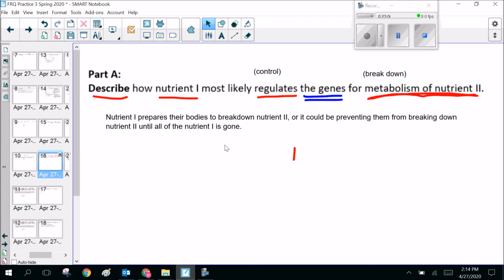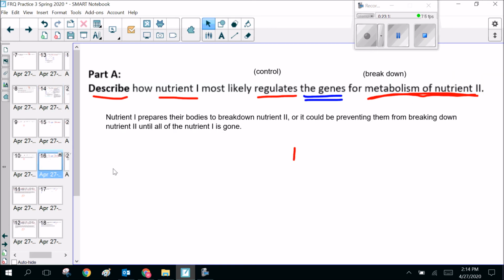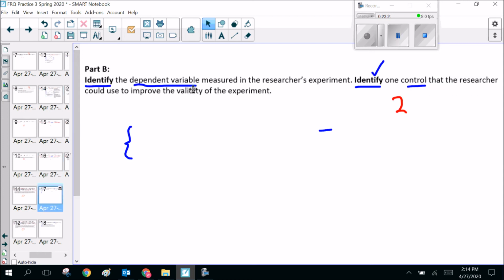This is a pretty safe answer, and I didn't even have to mention much about gene regulation. I could just use the graph to say, if I assumed one was under control of the other, that's the pattern I'm seeing. It didn't take any concept knowledge, all it took was looking at the graph and trying to figure stuff out. B, identify the dependent variable.